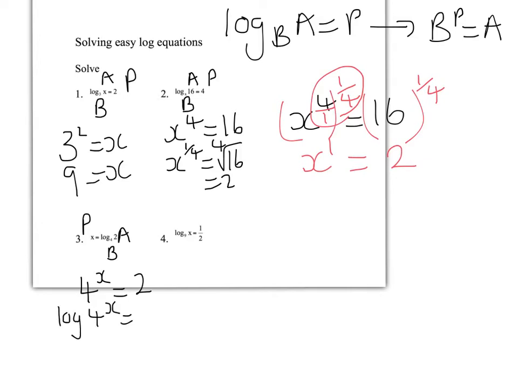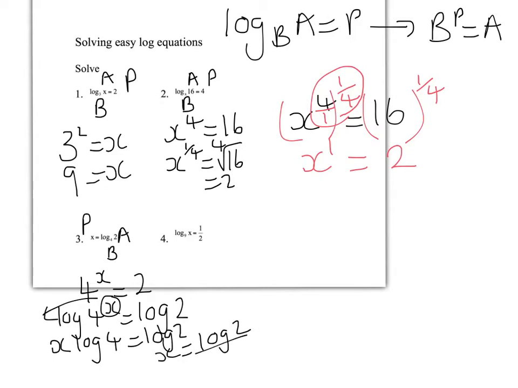Log 4 to the x equals log 2. We're going to move that down in front. We're going to get x log 4 equals log 2, and therefore x is log 2 divided by log 4. Right, let's pop that in our calculator. Log 2 divided by the log of 4, and that gives us a half. There are other ways of doing that one that are a bit quicker, but that's my method.